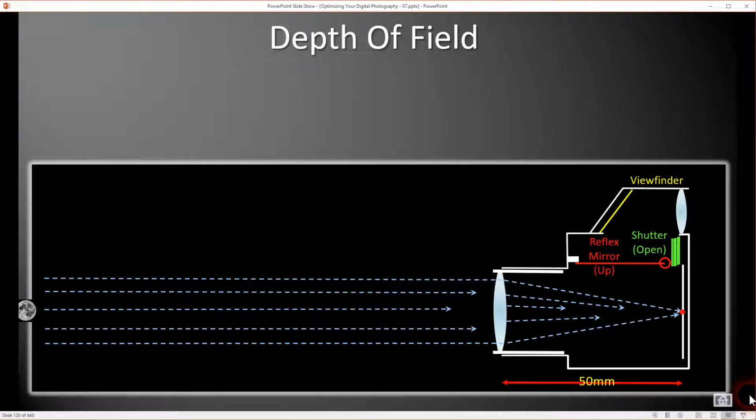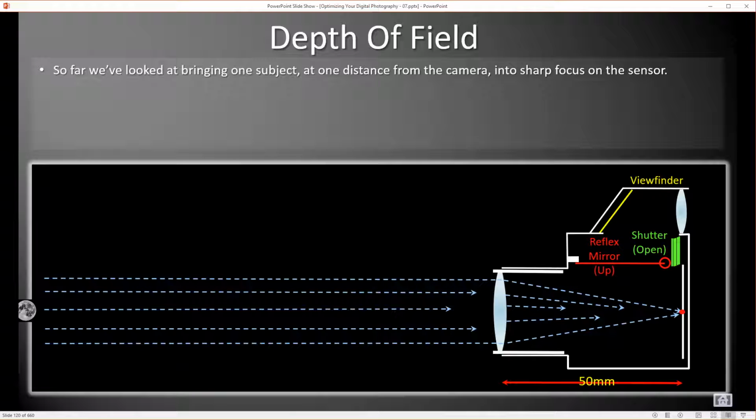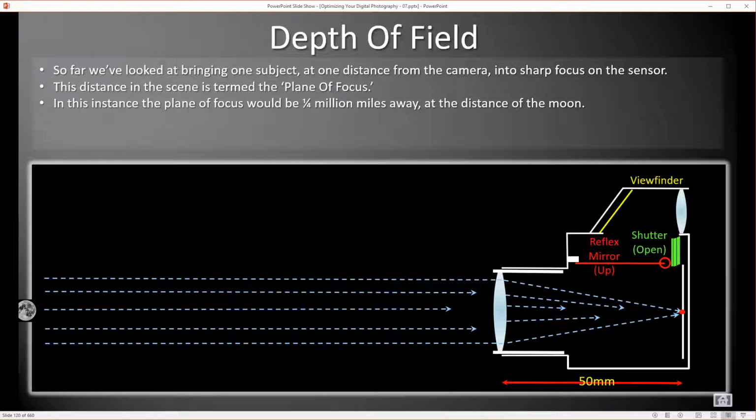Continuing on with our lens theme, we're now going to look at a property called depth of field. So far we've looked at bringing one subject at one distance from the camera into sharp focus onto the sensor. In this case it's the moon, and we call this distance from the sensor the plane of focus. So in this instance the plane of focus would be the moon, which is 250 million miles away, brought into sharp focus onto the sensor, and this area, the distance the moon is away, is called the plane of focus.